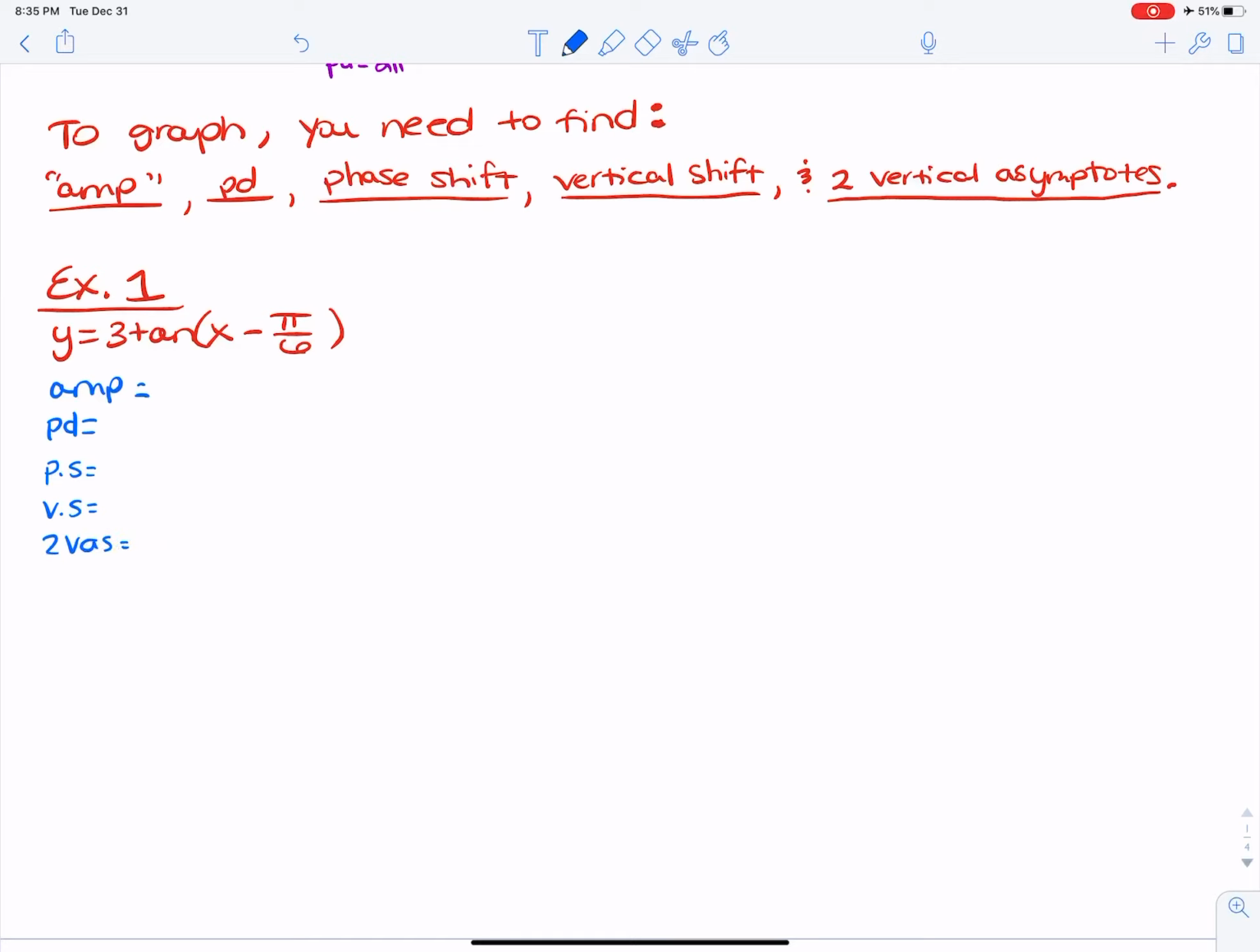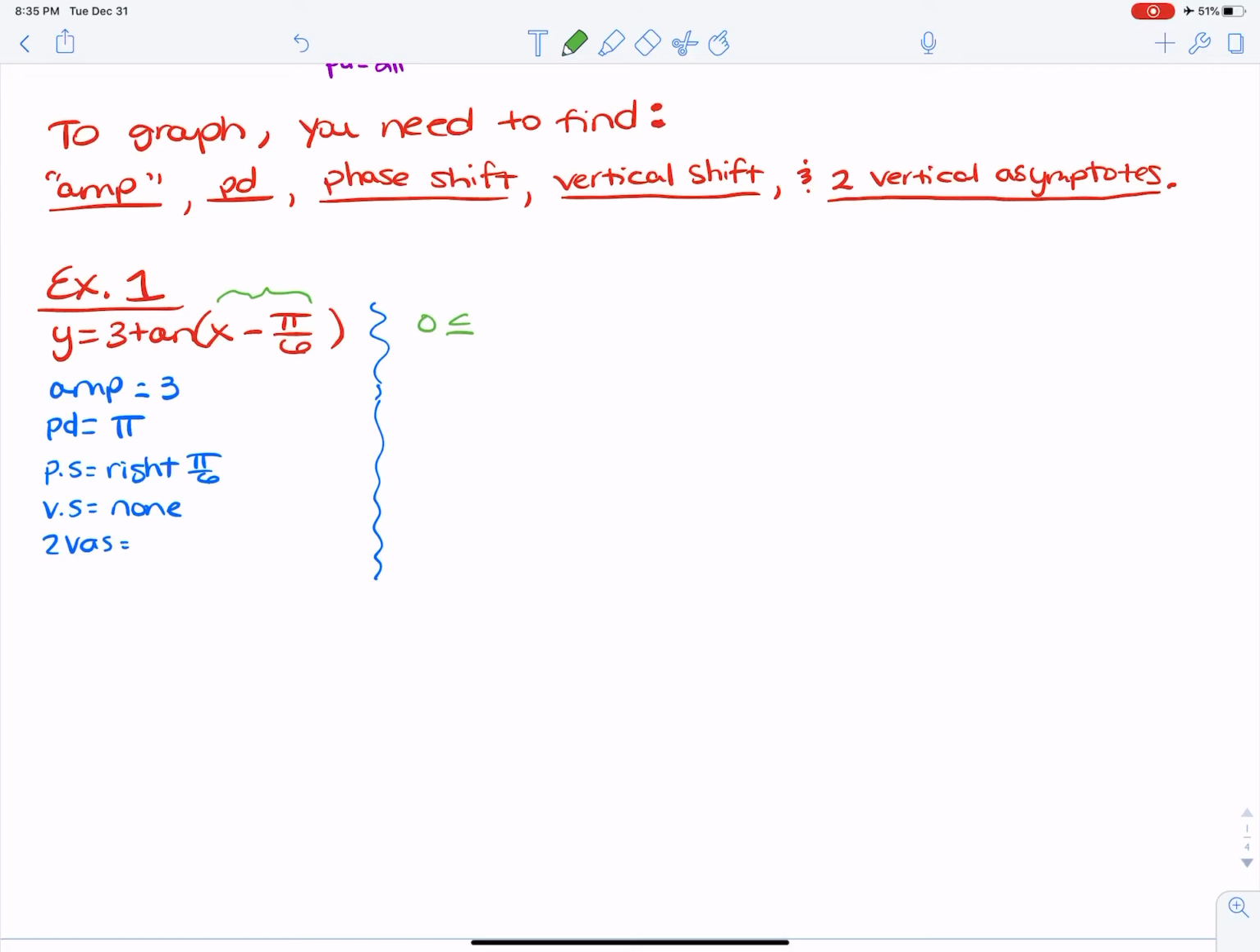All right, in this case, our amplitude is 3. Our period is pi because it's tangent. Tangent has a period of pi. Phase shift is right pi over 6. Our vertical shift is none. And here's how you find the 2 vertical asymptotes, sort of. So we're going to do some work.